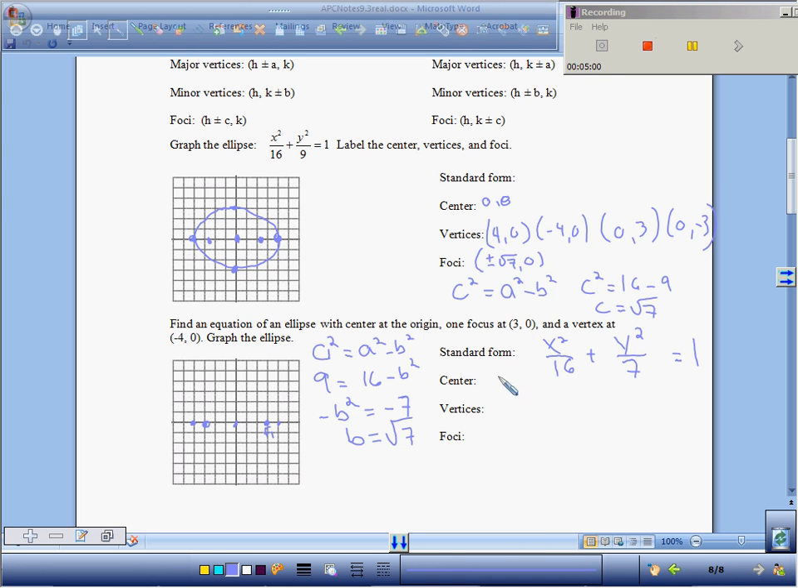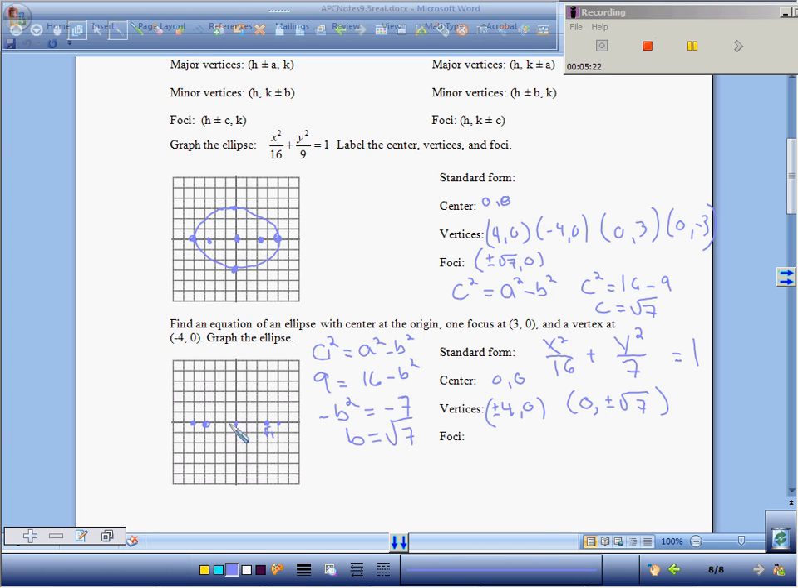And so we have a center at 0, 0. We have vertices at plus or minus 4, 0, and then at 0, plus or minus root of 7. Does everyone see where that comes from?